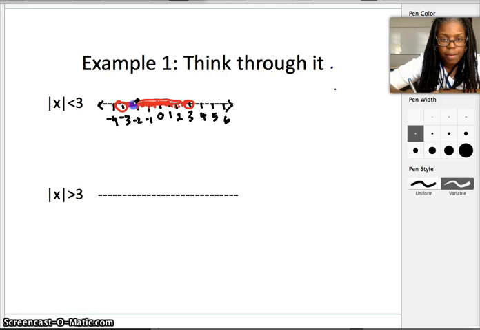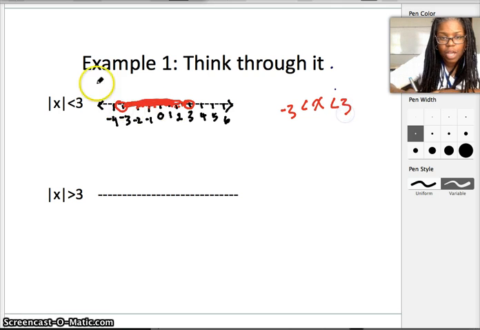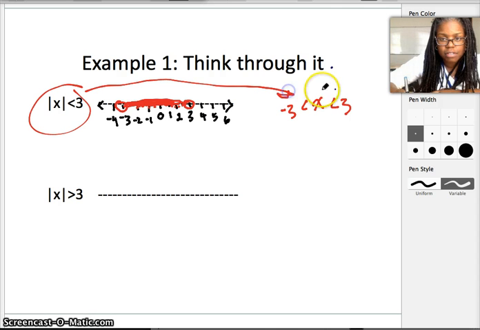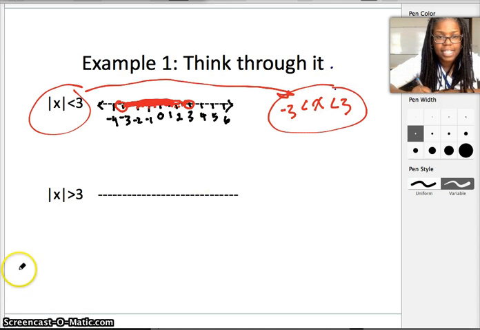I hope you're looking at this and thinking, this looks so much like the last section, where we would write the inequality that represented this graph as x being somewhere between negative 3 and 3. What I want you to recognize is that this is this. All right, these are exactly the same thing. So the solutions that would work here are found right in this interval.